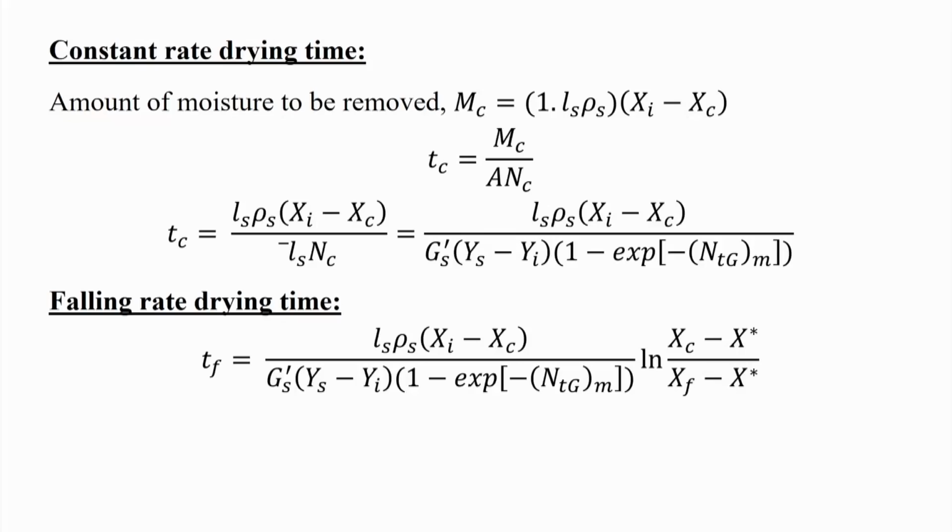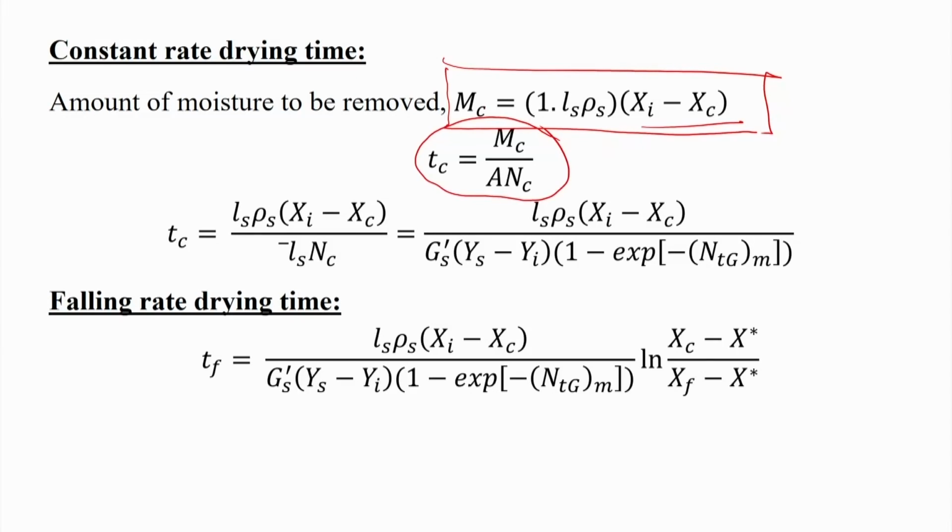Now we need to calculate the drying time for the constant drying period. We already know how much unbound moisture is removed, that is mc is equal to 1 into Ls into rho s into (xi minus xc), and we know that the total time of drying in the constant drying period is mc by A into Nc.